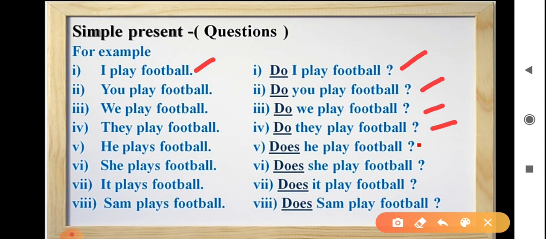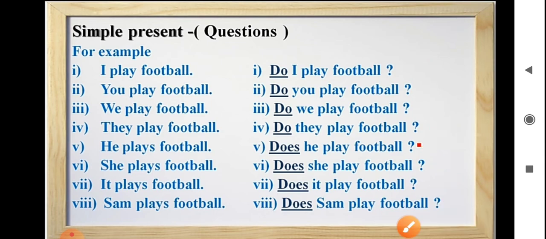See further examples. He plays football. Does he play football? She plays football. Does she play football? It plays football. Does it play football? Sam plays football. Does Sam play football? He, she, it, Sam are singular subjects. That's why does is used here as an interrogative word.